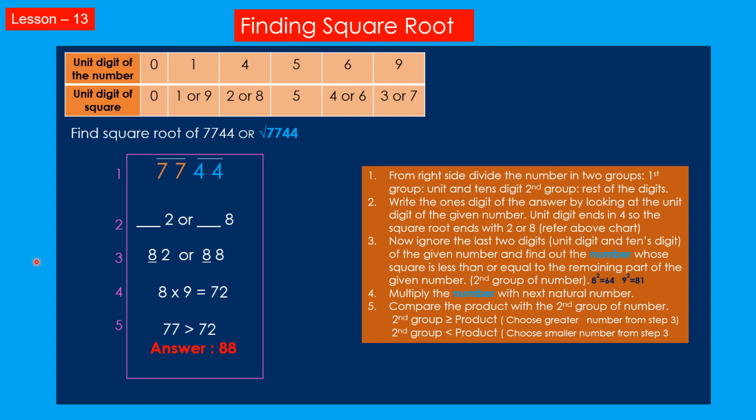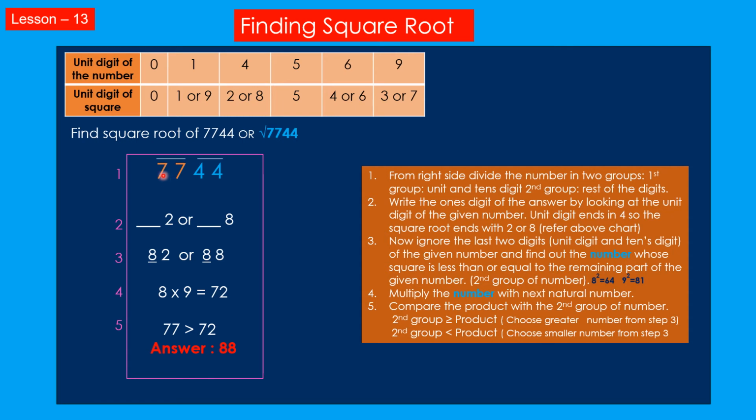First step, from the right side, divide the number into 2 groups. So what numbers are there in the first group? Only the unit and the tens. And the second group has the rest of the digits. So here we divided 7744 into 2 groups.